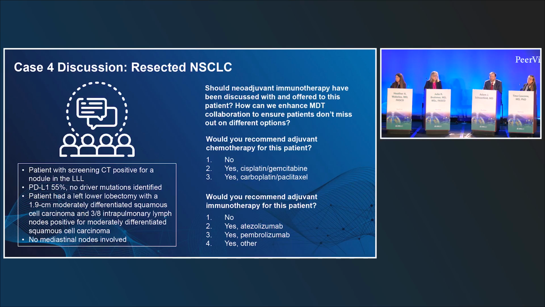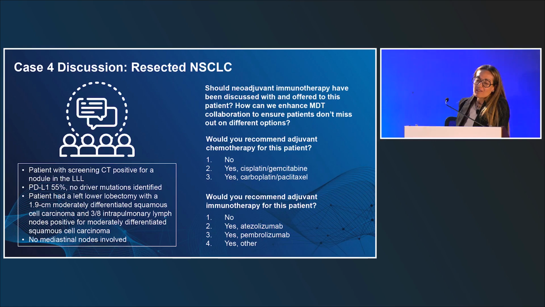So we have a patient with a left lower lobe nodule found at screening CT, which thankfully, right, is taking us to this scenario so much more often. PD-L1 positive and high, no driver mutations identified. This is a squamous cell carcinoma, less than 2 centimeters, taken to surgery, and with disease found at surgery in the intrapulmonary nodes. With squamous histology, there's no mediastinal lymph node involvement. So again, we have different options that we could have chosen.